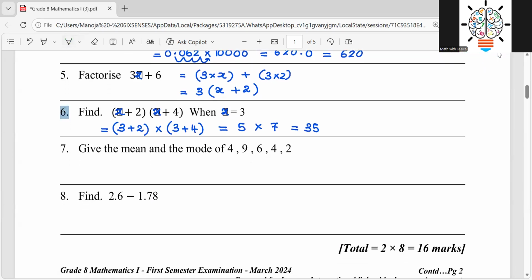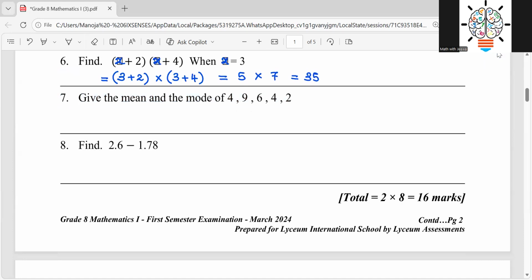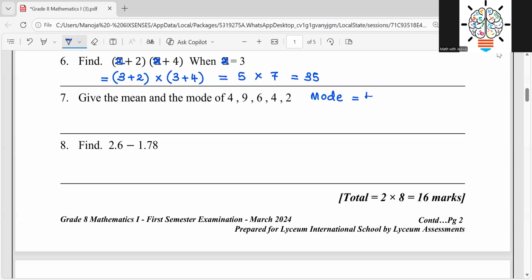Then the next one, you want to find the mean and the mode. The mode is what, children? The most occurring number. So you can easily find the most occurring number is 4, because you can see number 4 2 times. So then quickly you can write the mode is equal to 4. That is done. Then you want to find the mean.